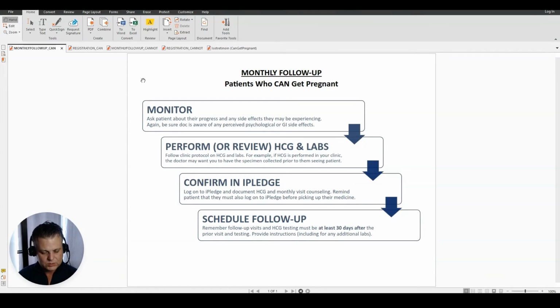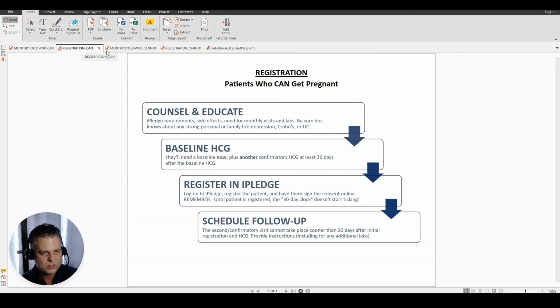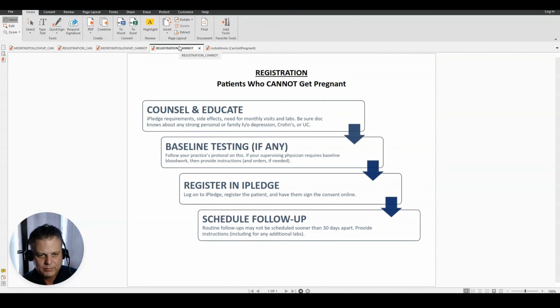Because if those of you watching this have not personally dealt with iPledge, it can be a bit of a nightmare. If certain steps aren't followed, unfortunately, there are scenarios where patients can show up for their appointment and we simply cannot complete the appointment because they're there too soon, they haven't had testing done, those types of things. So again, these are more for the nursing staff to review, just to kind of remind them of everything that's necessary.